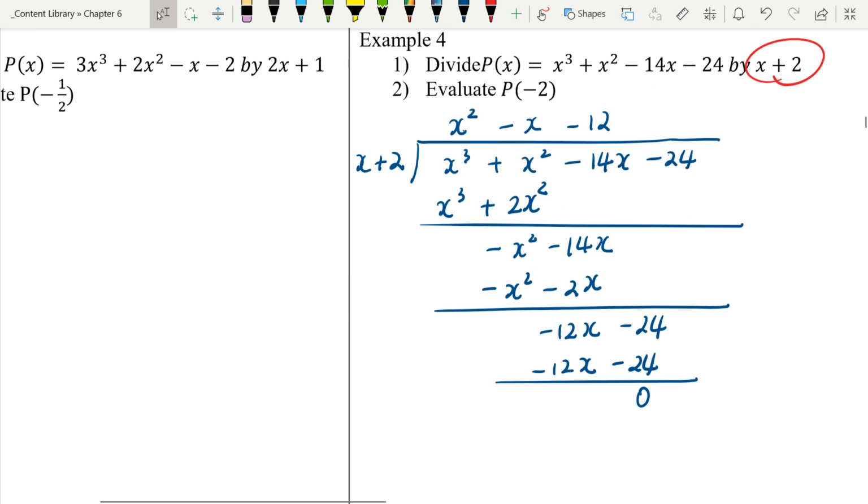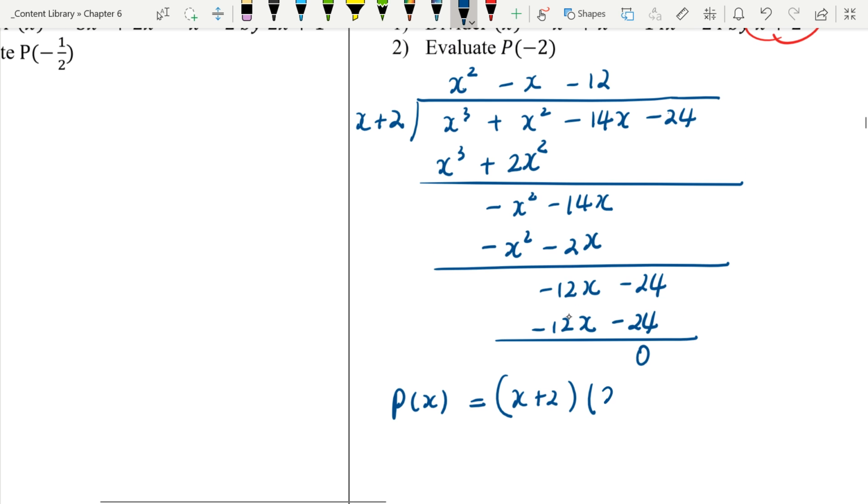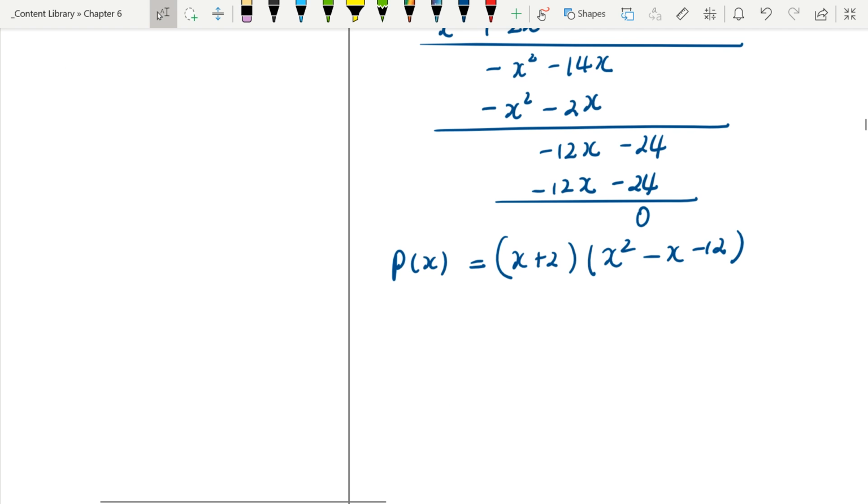Okay, so we can see for this one we have no remainders, and then I can write px in a way like x plus 2 times x squared minus x minus 12. So I can write px in that way. This looks really good because that's the factorized form of px. There's no remainder. Px is divisible by x plus 2, like 4 is divisible by 2. I get the exact quotient, and we have no remainders.